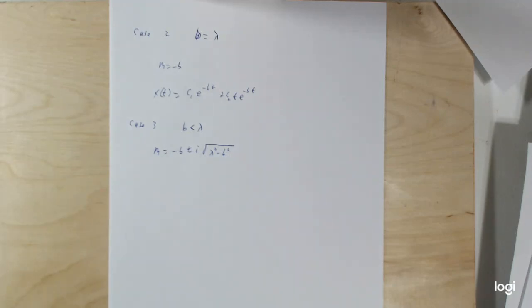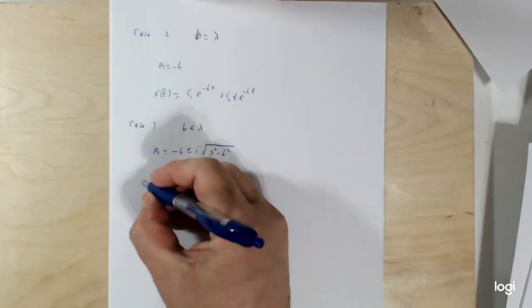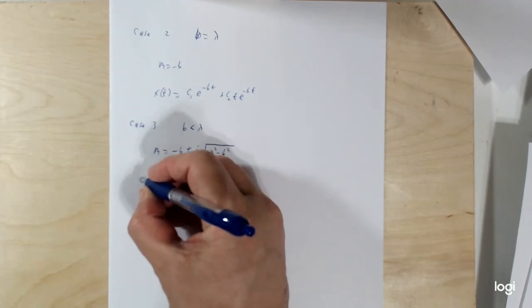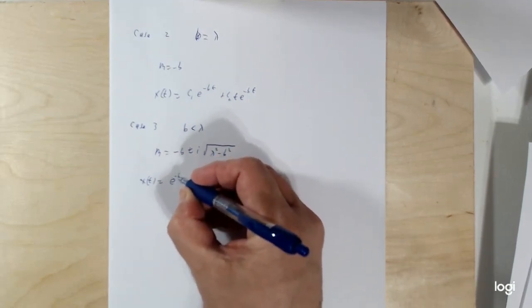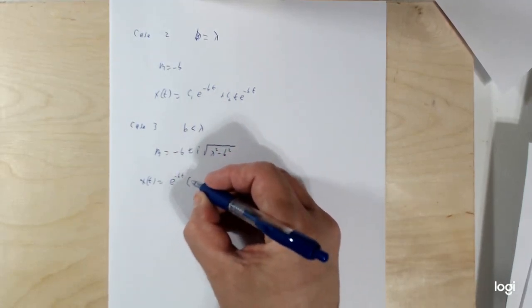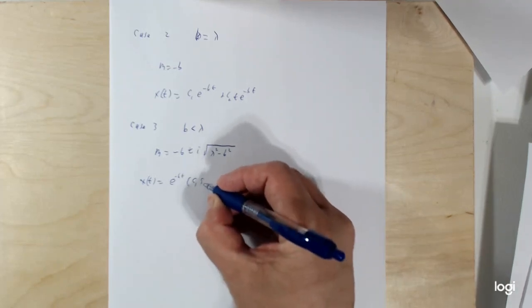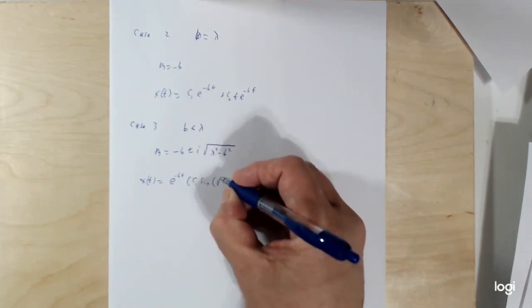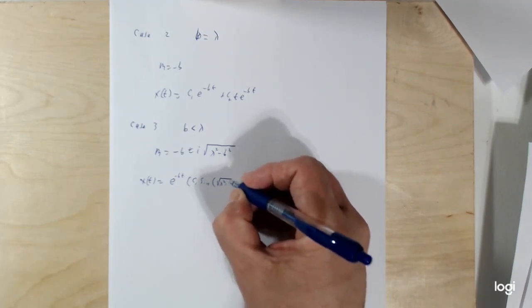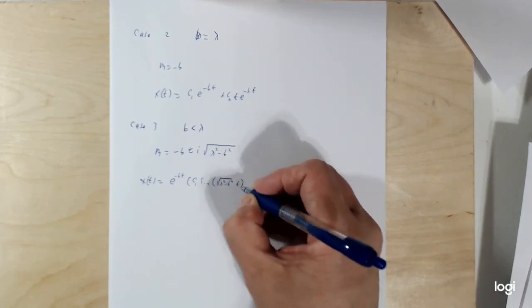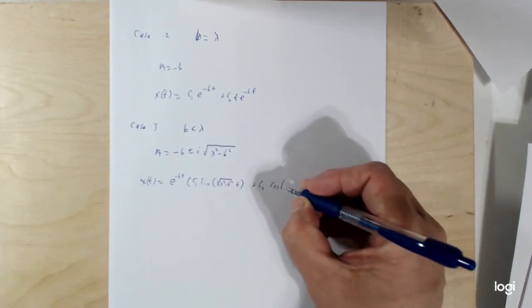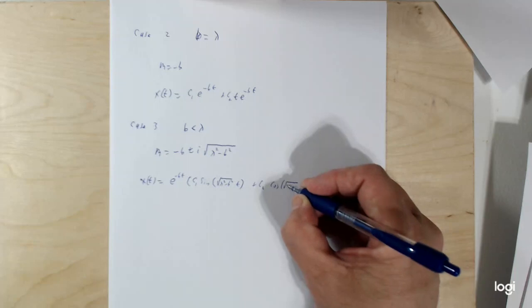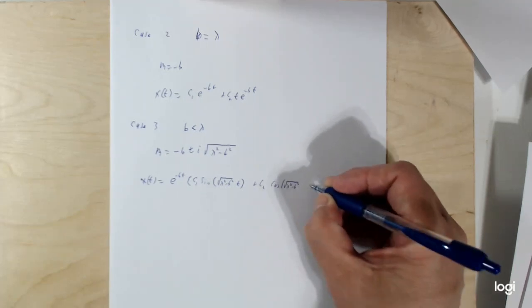Now what's interesting here is you get x of t is going to be e to the minus bt times c1 sine of root lambda squared minus b squared times t plus c2 cosine square root of lambda squared minus b squared t.